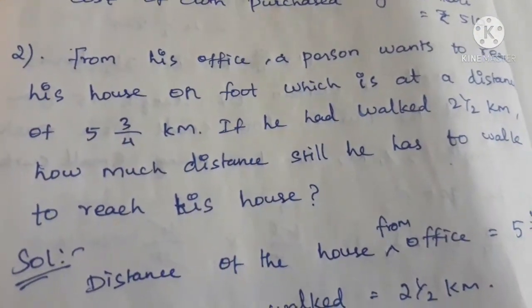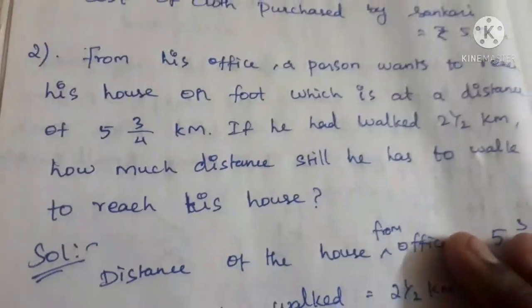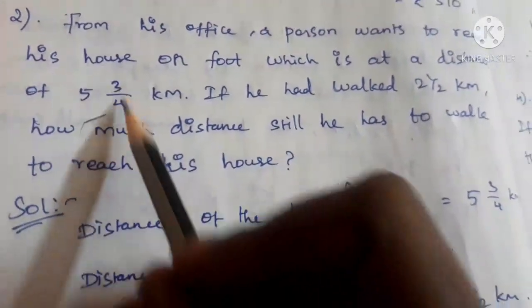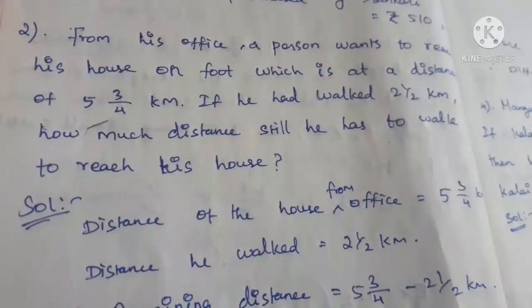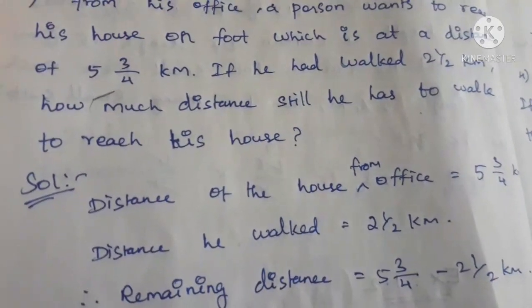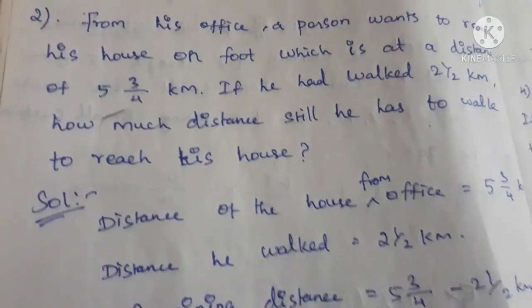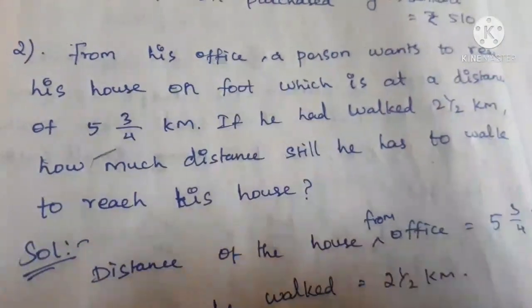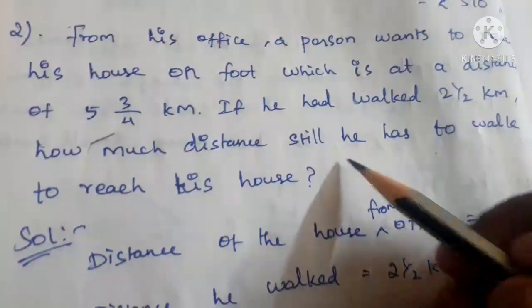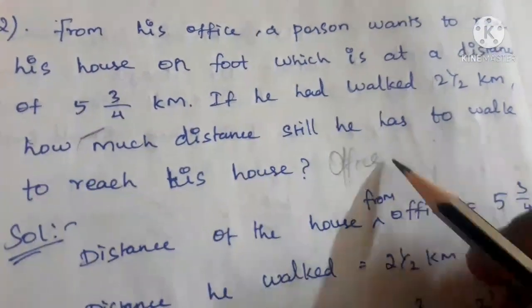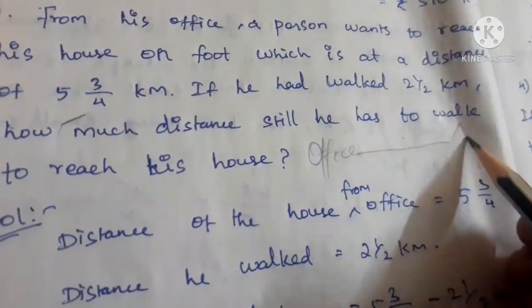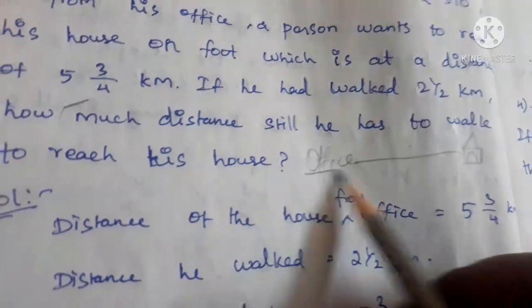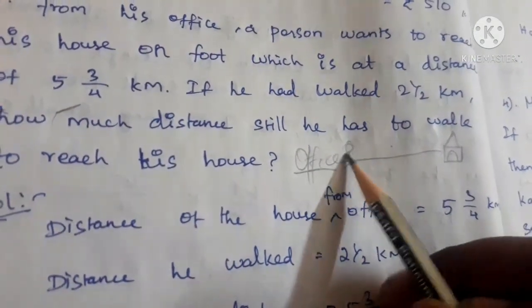Second question. From his office, a person wants to reach his house on foot, which is at a distance of 3 by 4 kilometer. If he had walked 2.5 kilometer, how much distance still he has to walk to reach his house? So from his office, a man is walking to his house. Okay, so this is the office and this is the house. Just for imagination.